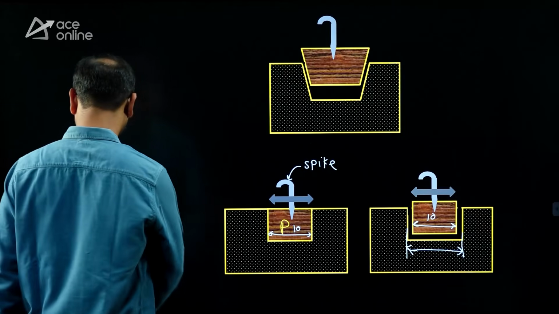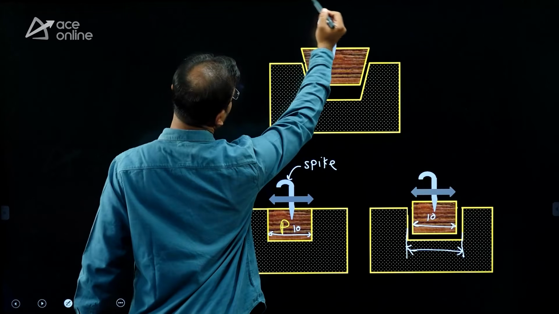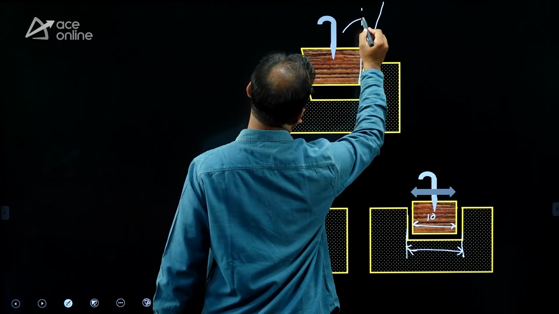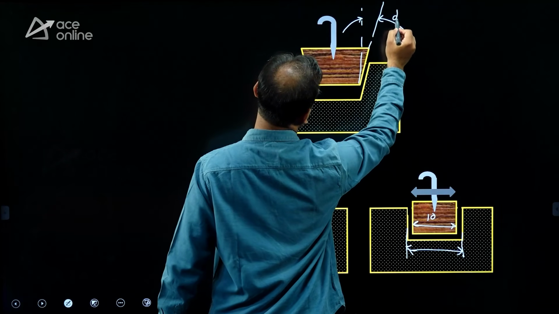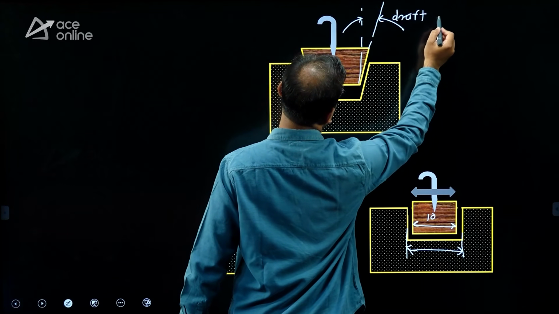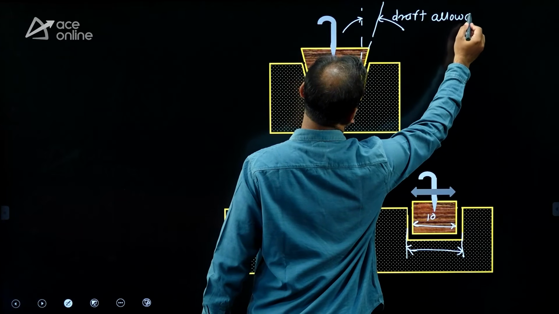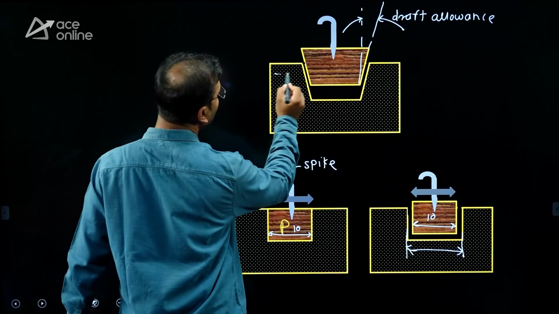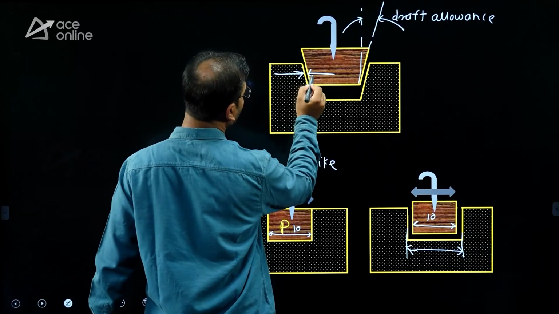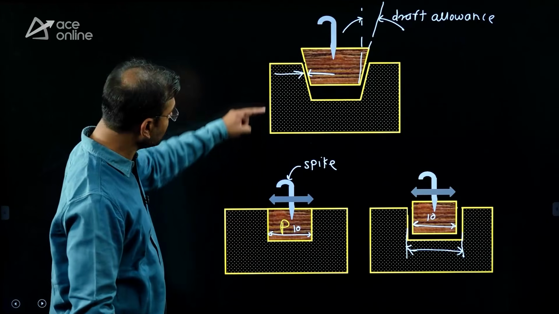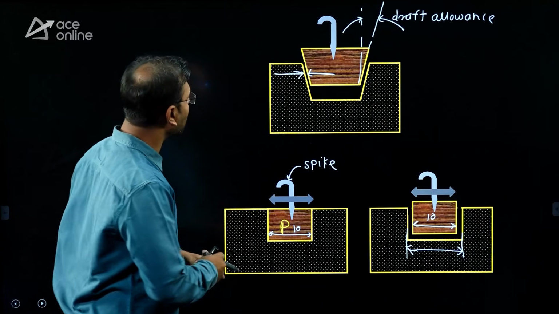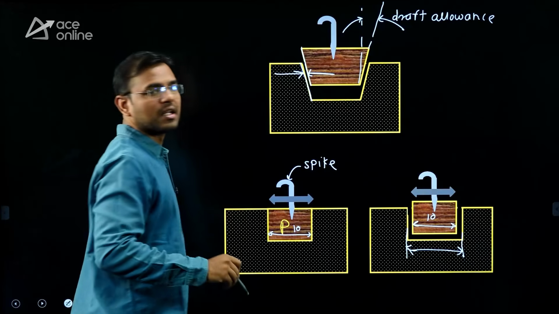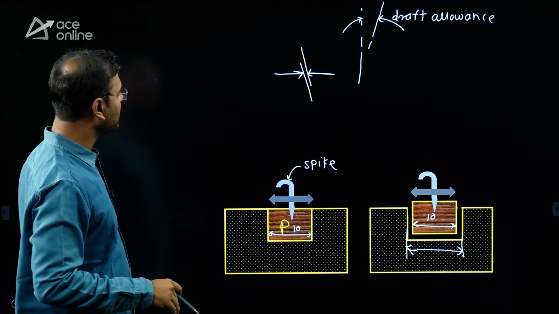Now see the diagram of draft allowance. What is the draft? This angle is known as draft allowance. When we lift the pattern, some gap is going to form, and because of the gap there is no friction between the mold wall and the pattern wall. This is the mold wall and this is the pattern wall, and easily we can remove the pattern from the sand mold.